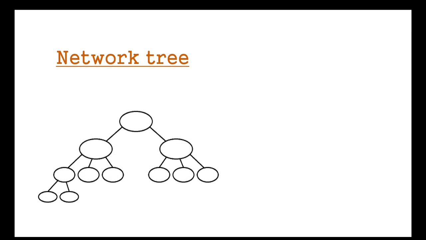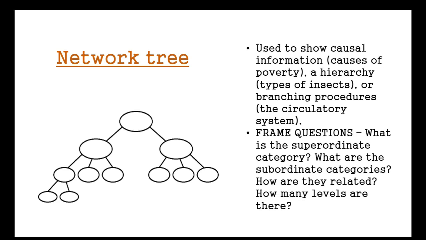So here's the first one, a network tree. What you would do is take information from the text. The big ideas would go in the big bubbles and the smaller ideas would go in the smaller bubbles. And that'll help you see what's important in the big bubbles and what's less important that would go in the little bubbles.